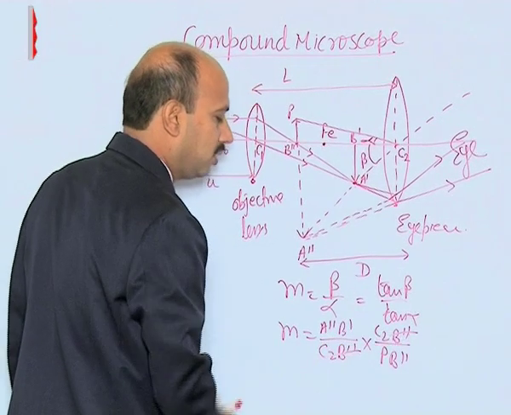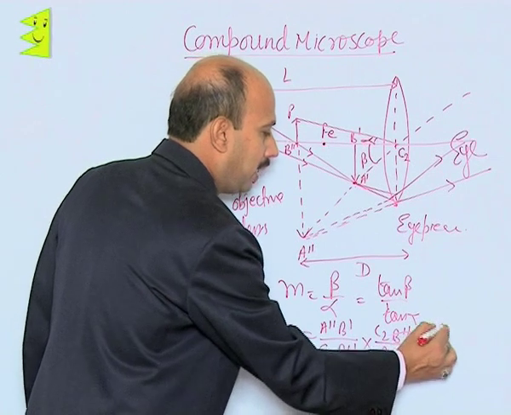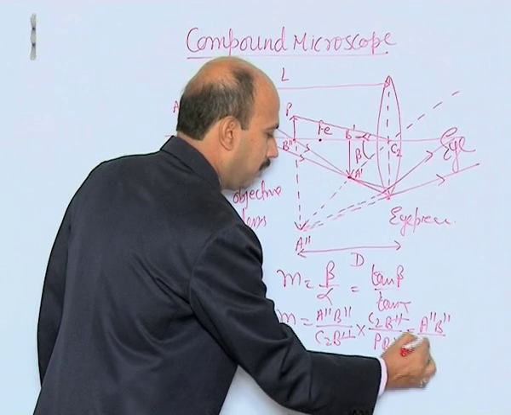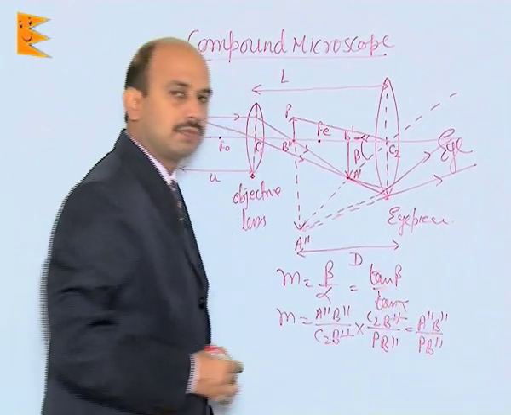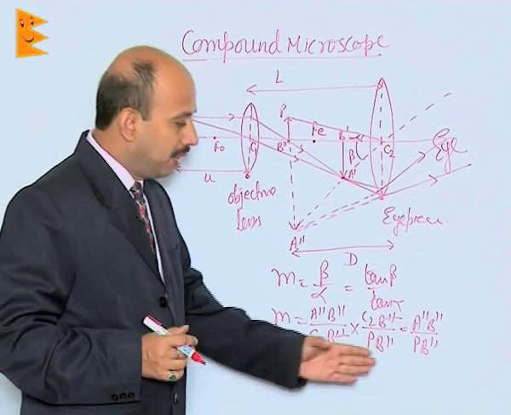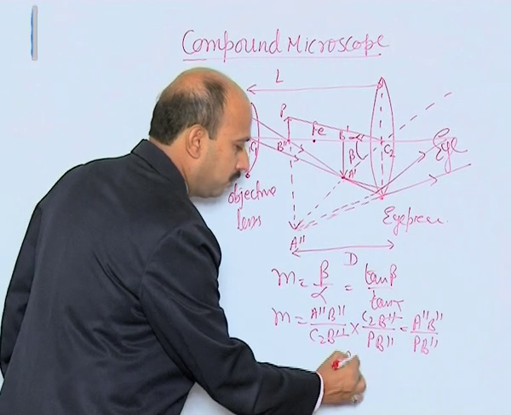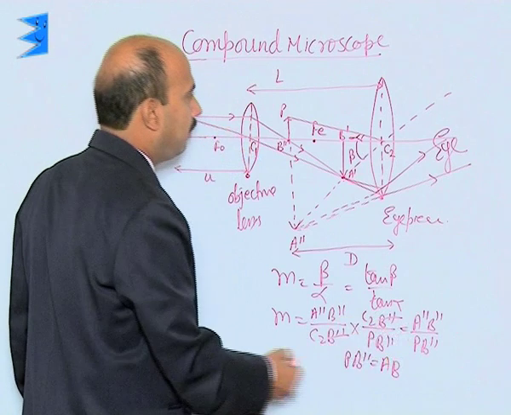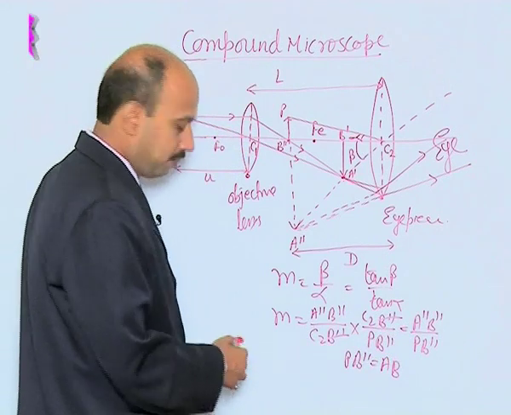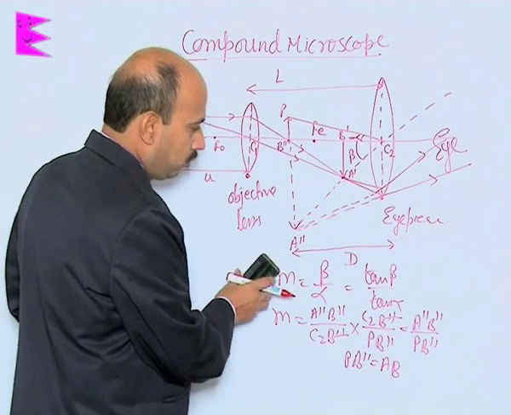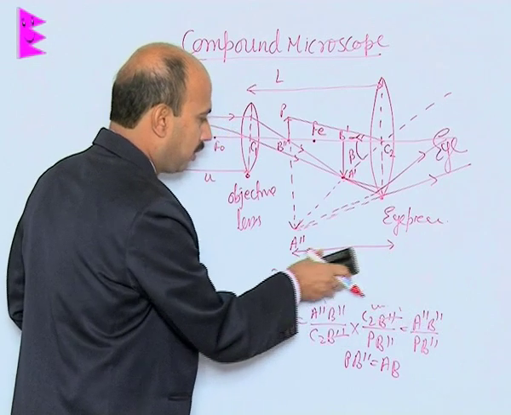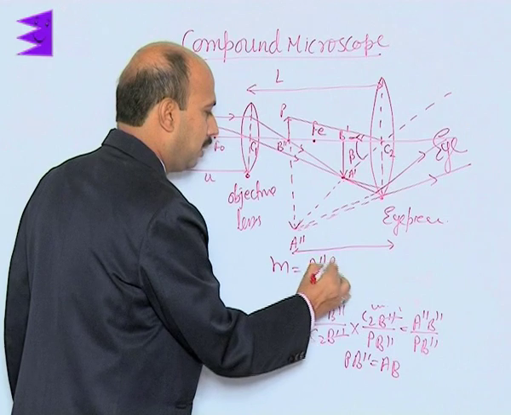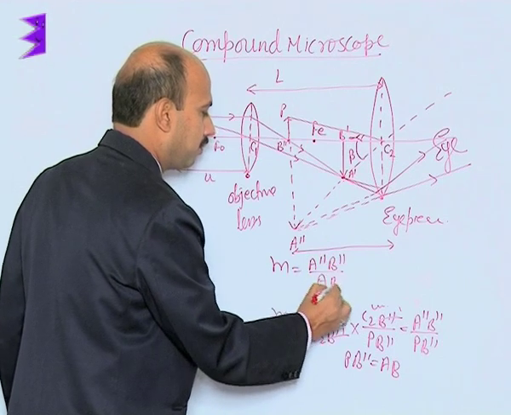These two can be cancelled here. Now we can write A double dash B double dash divided by PB double dash. So now we can write PB double dash is equal to AB. Now I am writing the formula here. So we can write m is equal to A double dash B double dash upon AB.